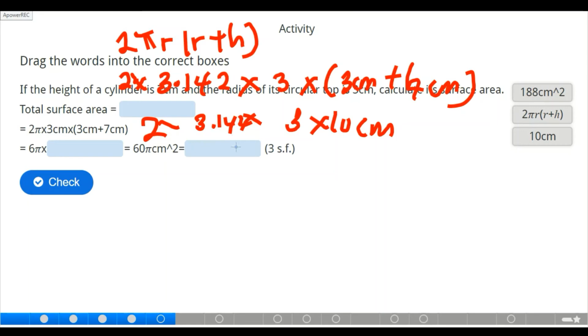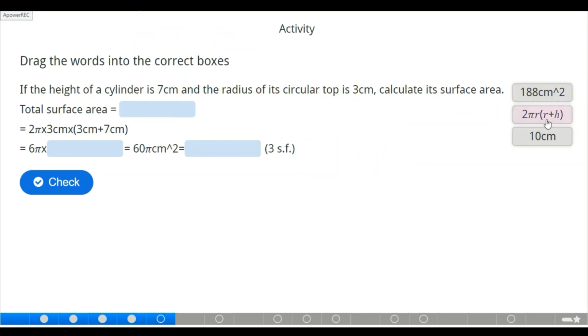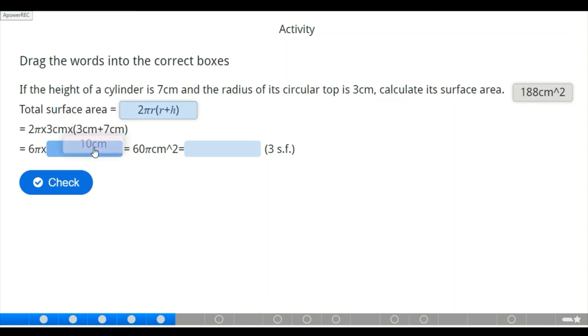Okay, 60 times 3.142 will give us 188 centimeters square, and that is the total surface area of that given cylinder. So the formula is 2 pi r plus h in bracket. So by the time we multiply this, it's going to give us what? It's going to give us plus 10. Okay, 3 plus 7 is 10 centimeter, and by the time we multiply 60 centimeter times pi, we have it to be 188 centimeter square, and that is the total surface area.